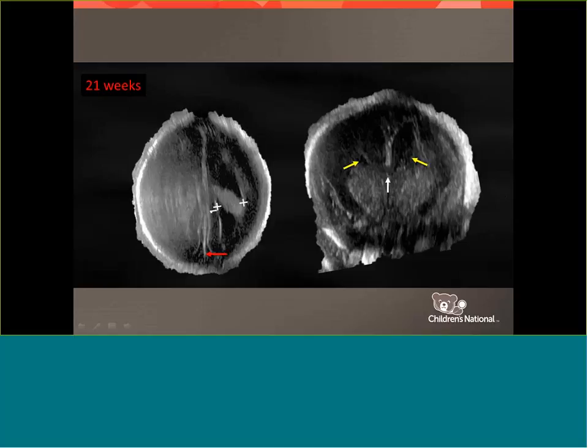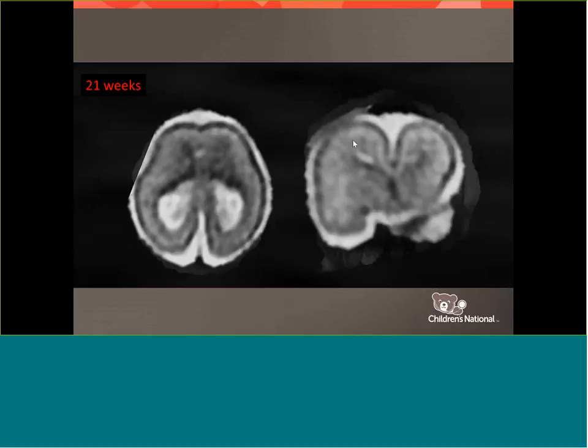But the frontal horns are present, so that would be inconsistent with alobar holoprosencephaly and inconsistent with semilobar holoprosencephaly. When you have frontal horn development, we may be in the lobar holoprosencephaly category. On the axial and coronal fetal MRI, we can see that the ventricles are large.